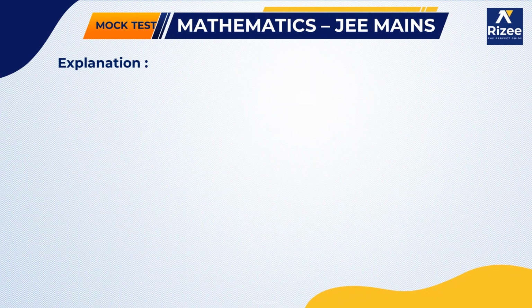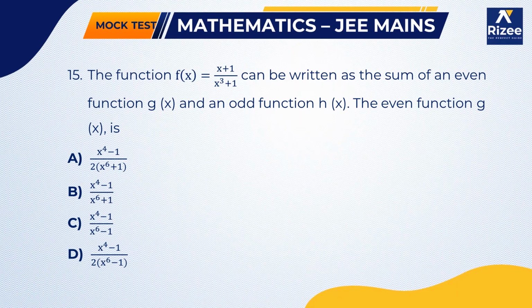The next question: the function f of x is equal to x plus 1 by x cubed plus 1 can be written as the sum of an even function g of x and an odd function h of x. The even function g of x is given by f of x plus f of minus x, divided by 2.